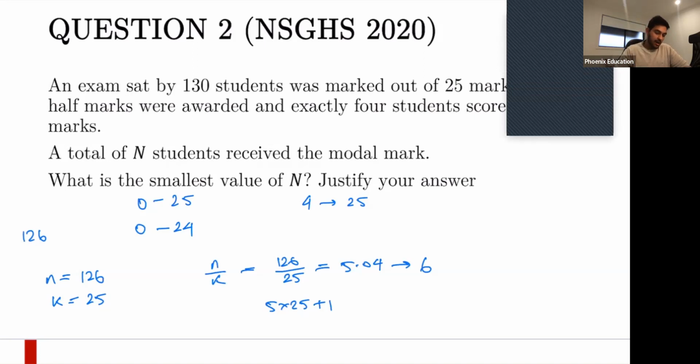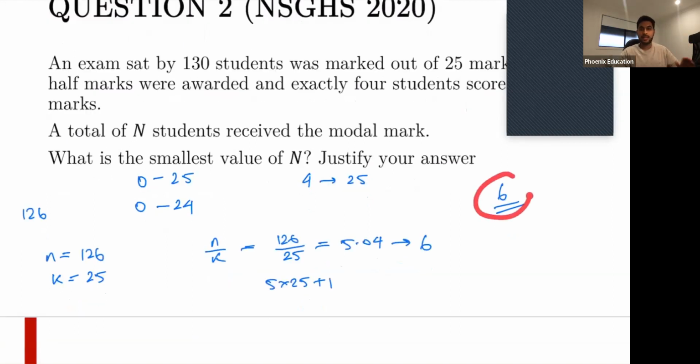And modal will just mean what's the most common mark. So that will be that category that has 6 students in it. So 6 is the smallest value for n for it to be a modal mark. And that's the scenario where everyone is most evenly dispersed. Obviously, in real life, you would have more people scoring a particular mark. But worst case scenario, the least modal mark will contain 6 students.